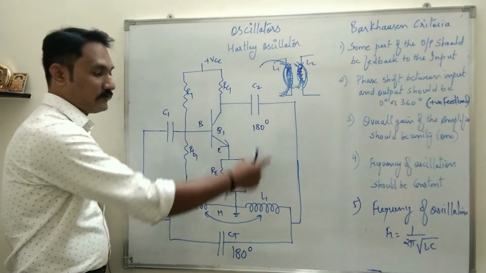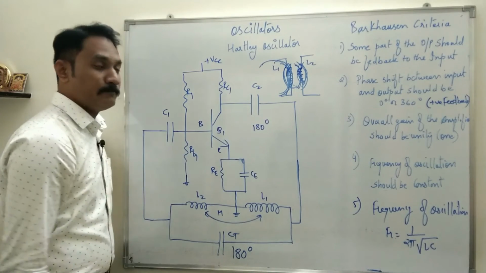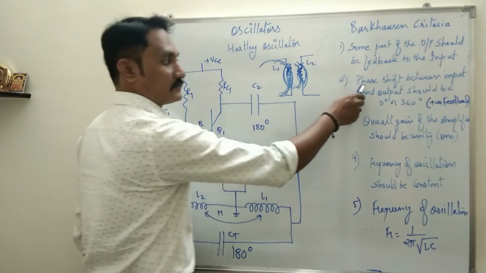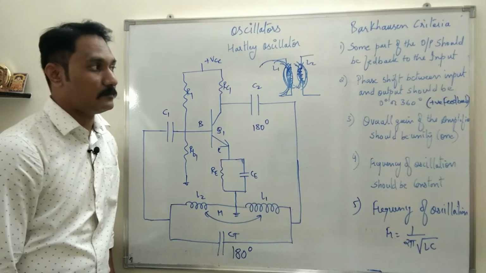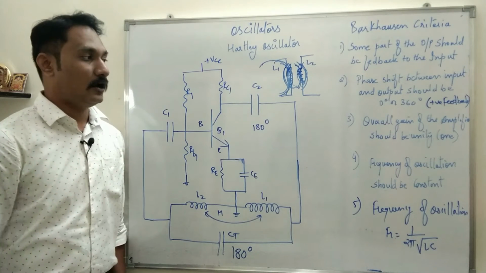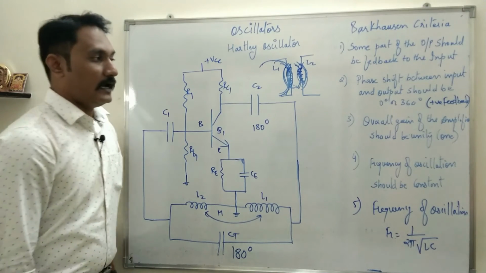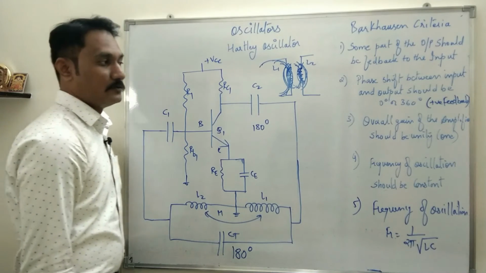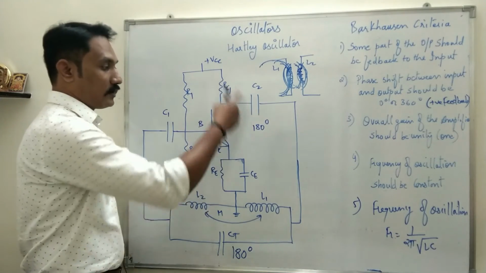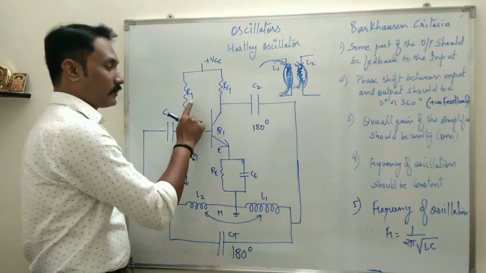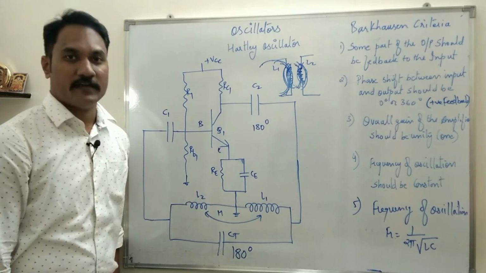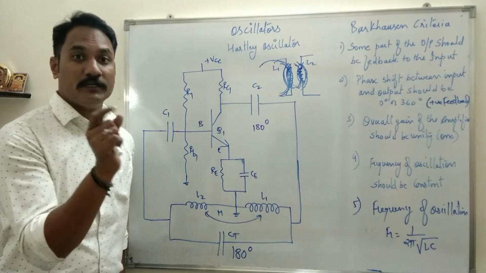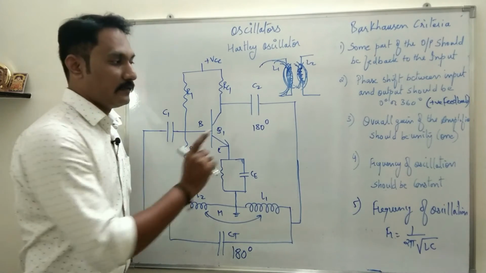So overall phase shift will be 360 degree. So that is what Barkhausen suggested. Phase shift between input and output should be 0 degree or 360 degree, and overall gain of the amplifier should be unity. That means, of course, this is a common emitter amplifier. By selecting proper values of R1, RB1, RC1, we can make sure that the gain of the amplifier is kept at unity, that is 1.